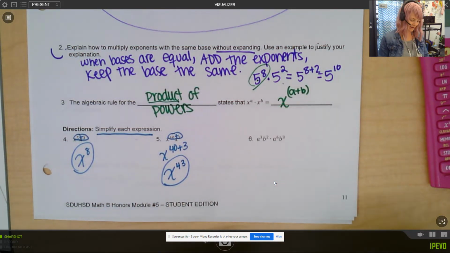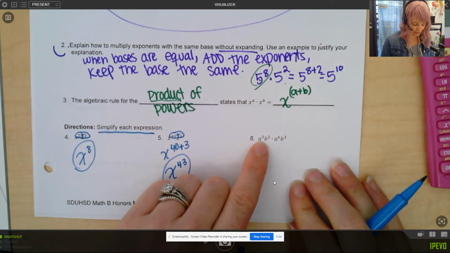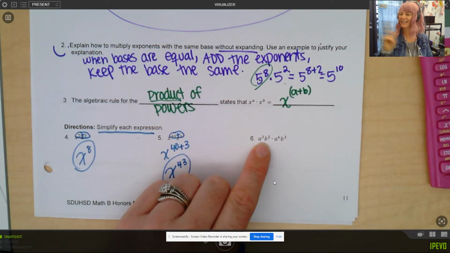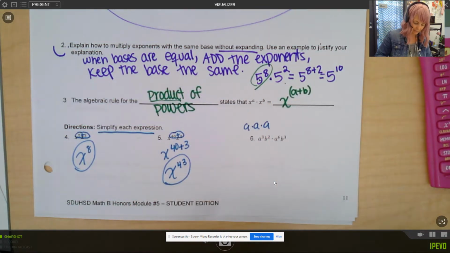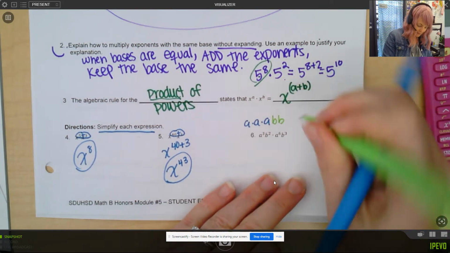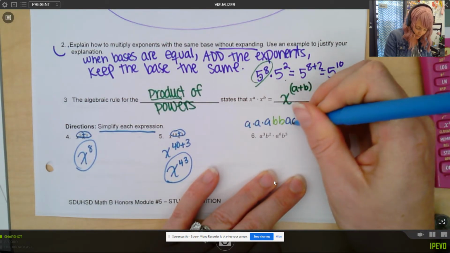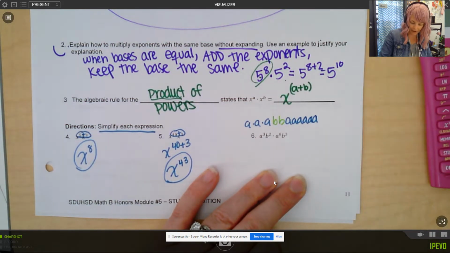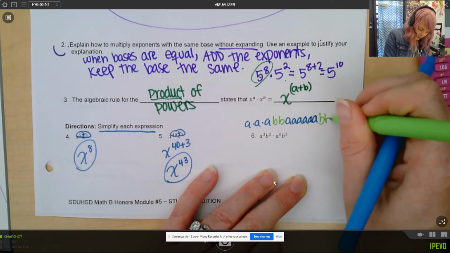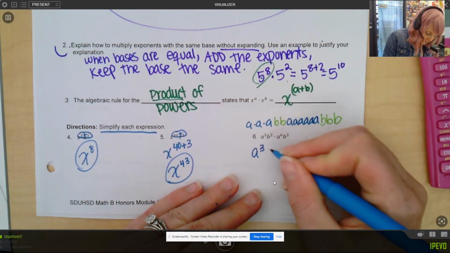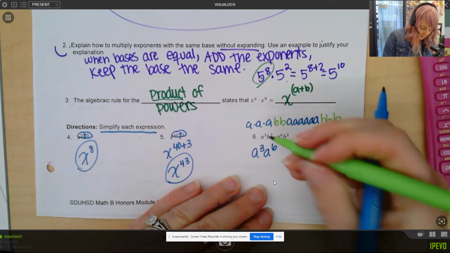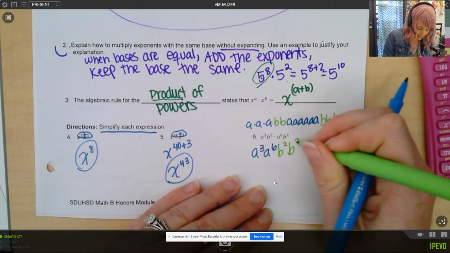Fun. Okay, so the next one, remember you have to have the same base. So I have a lot of students who'll be like, oh, a to the 3rd, b to the 2nd, that's ab to the 5th. It doesn't work that way. Remember, this would be a times a times a times b, oh, 6 a's, 1, 2, 3, 4, 5, 6 factors of a's, and then 3 factors of b's. So what's important here is we're going to rewrite this as a to the 3rd times a to the 6th times b to the 2nd times b to the 3rd.